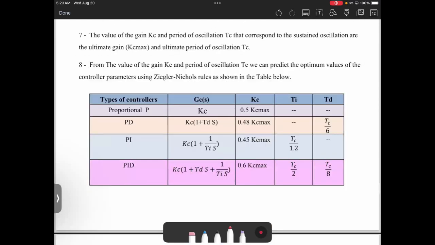After that, when you record the value, measure Kc, then you will apply this table. Then you will do the Ziegler-Nichols. Again, this is called offline. I'm sorry, I would say online tuning.